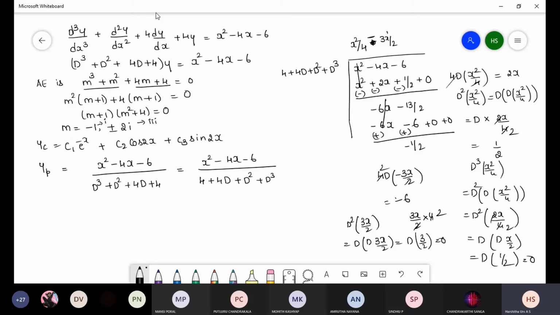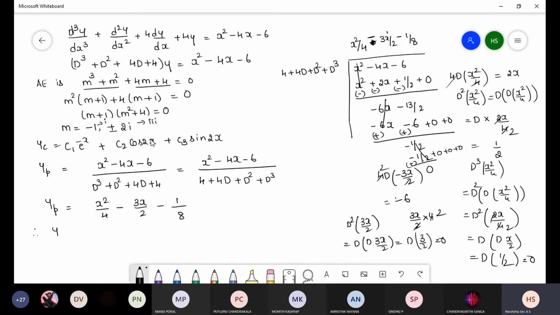Again, for 4 to get 1 by 2 we have to multiply by 1 by 8, because 4 by 8 is 1 by 2. So here again 1 by 2, change the sign, we get 0. The differentiation of 1 by 8 is 0, so the rest of the other terms will come 0. So we can stop up to here. So Yp is x square by 4 minus 3x by 2 minus 1 by 8.